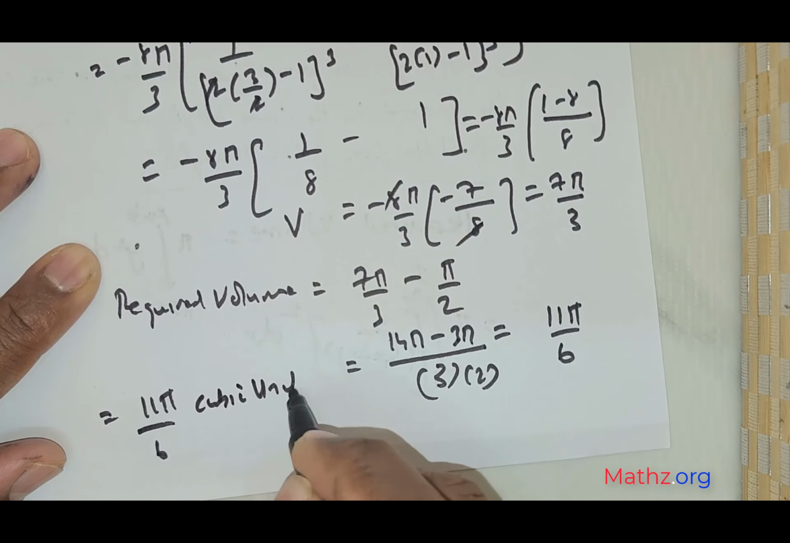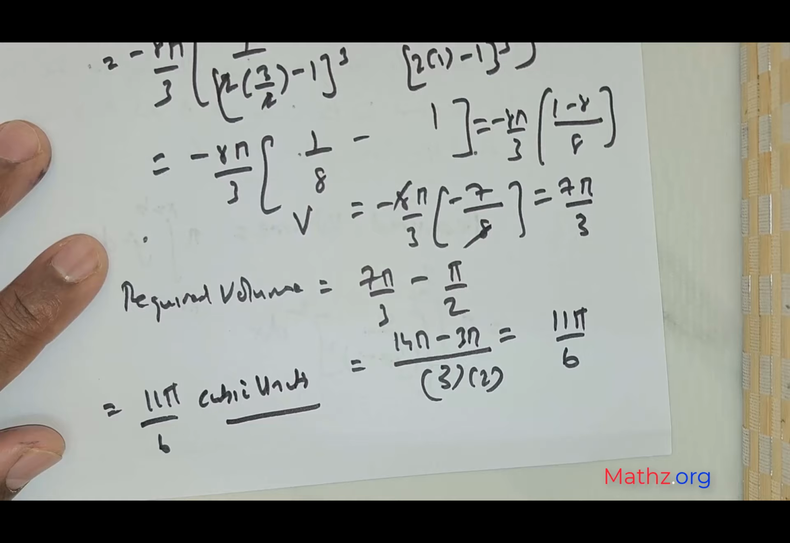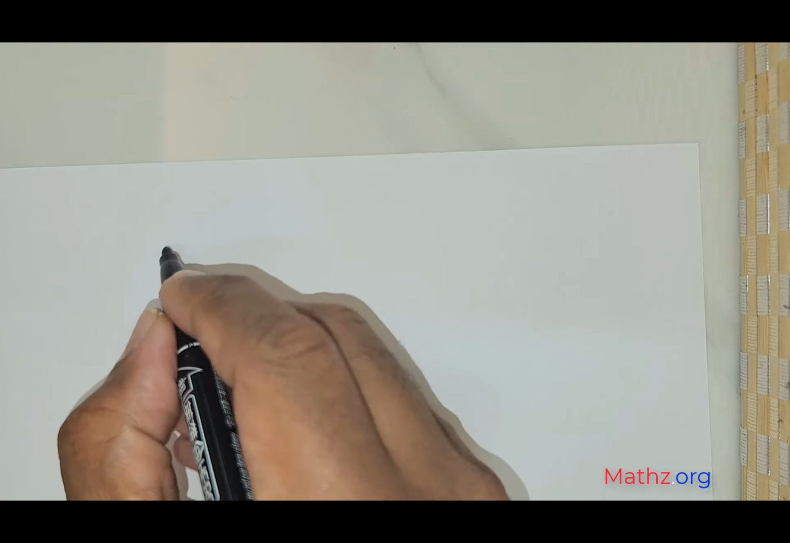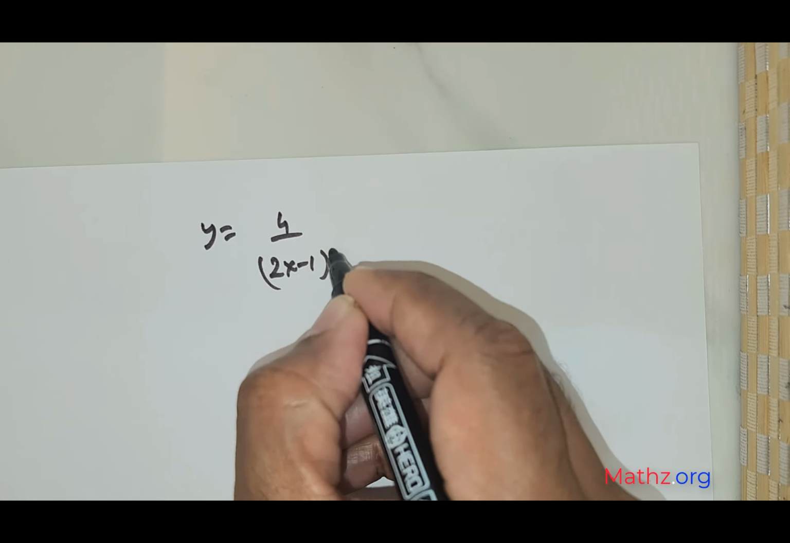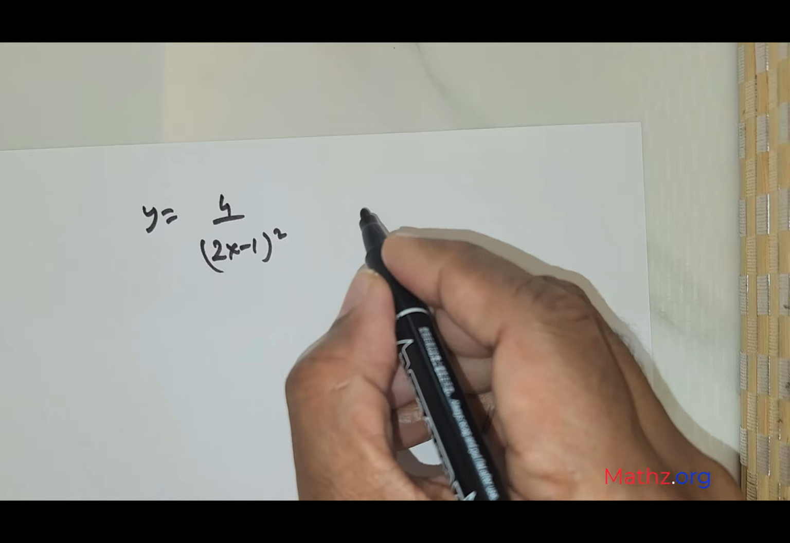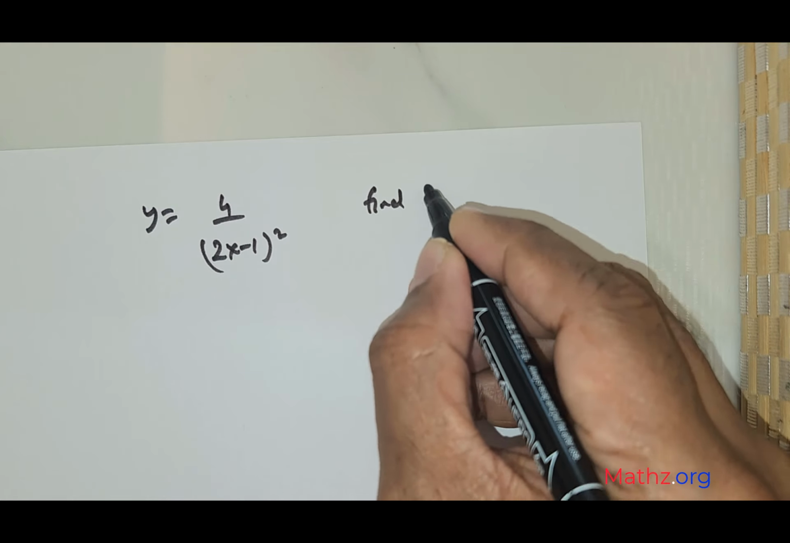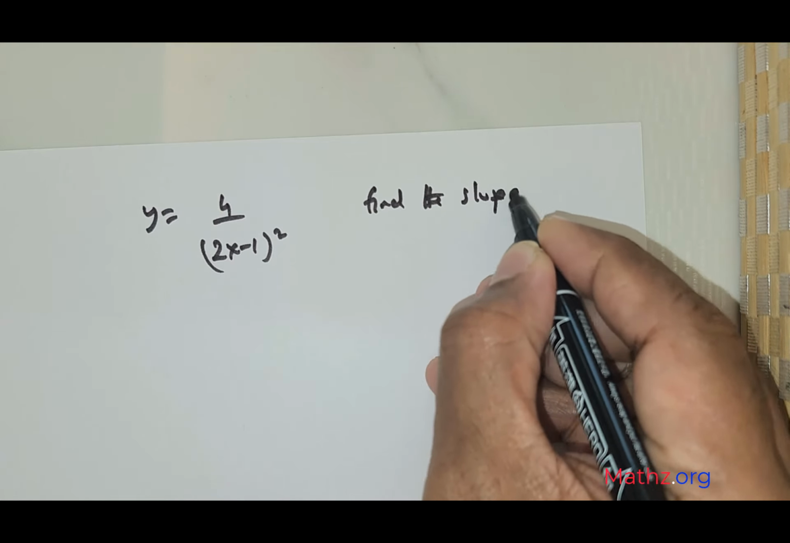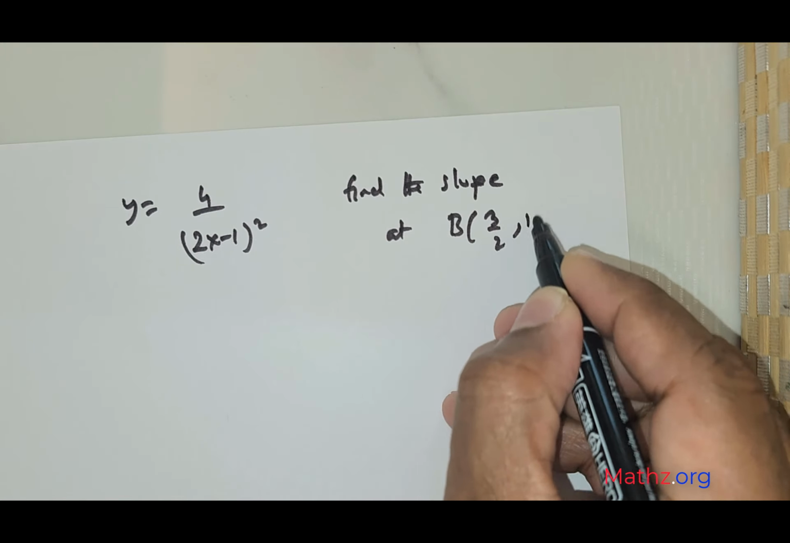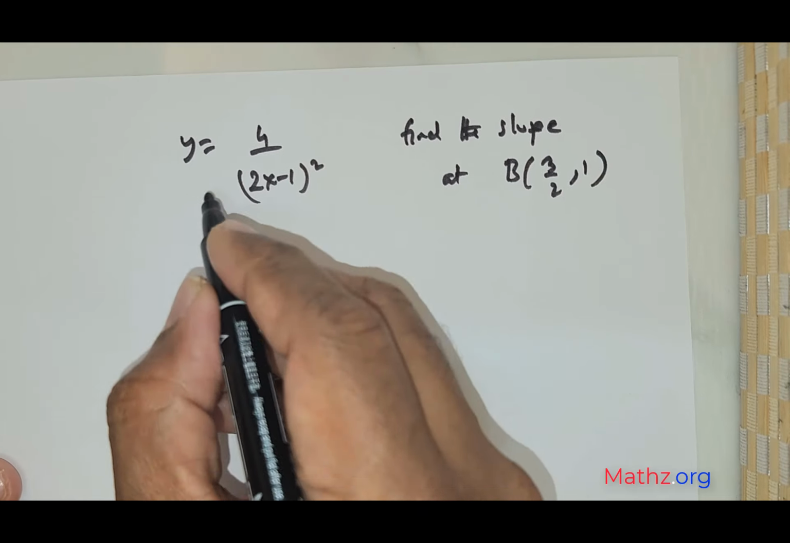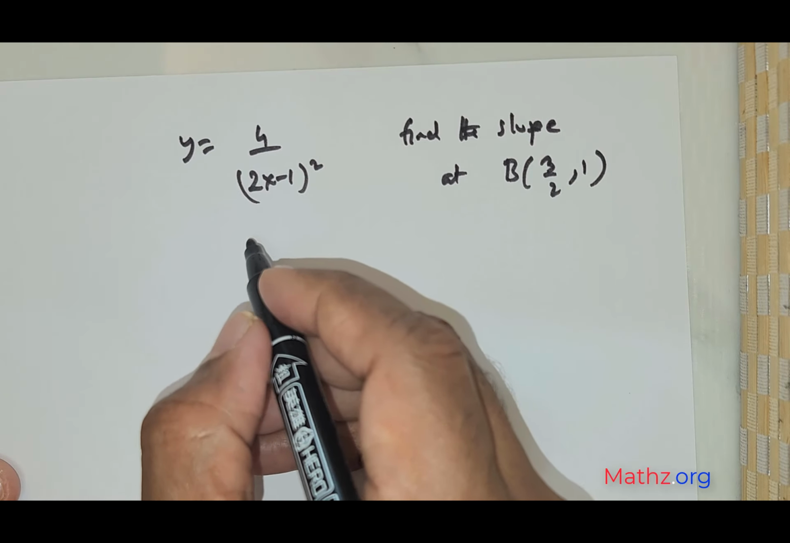Now whatever unit you have got, you can place that. Now to answer question B, we are given y is equal to 4 over (2x - 1) raised to the power of 2. Now we will have to find the slope at B, the point (3/2, 1). So for that I differentiate this.